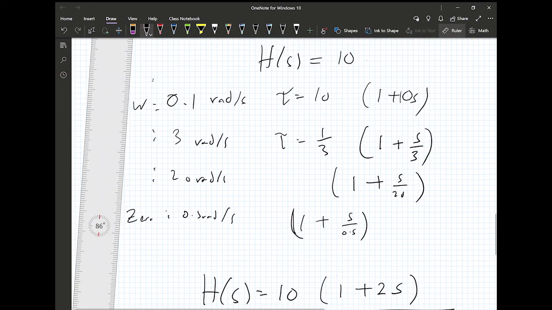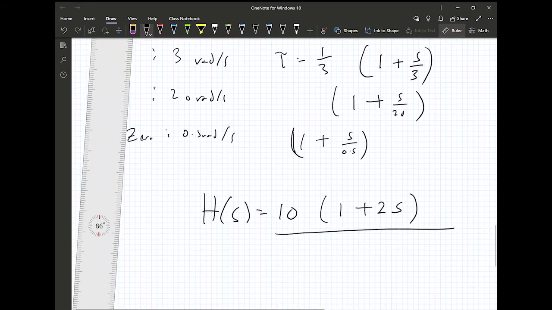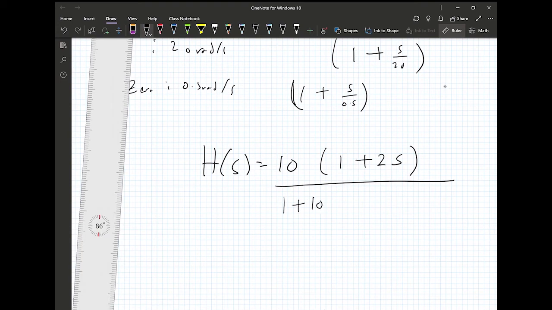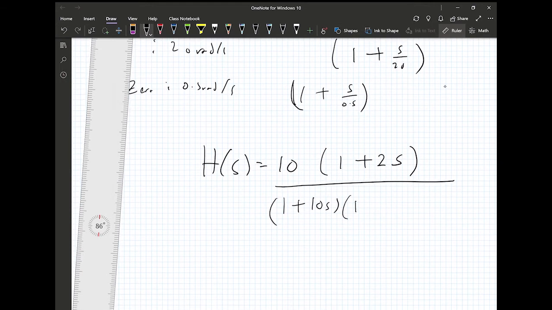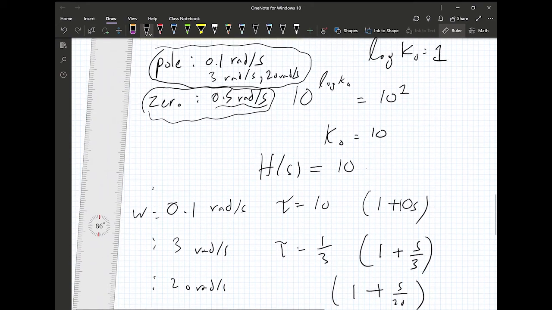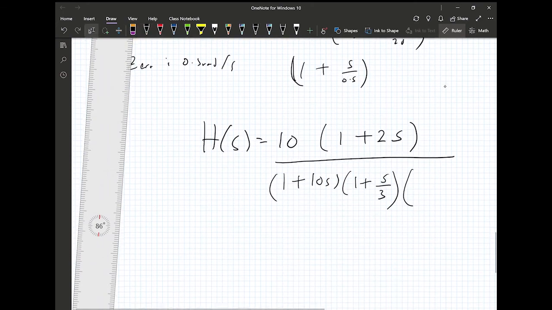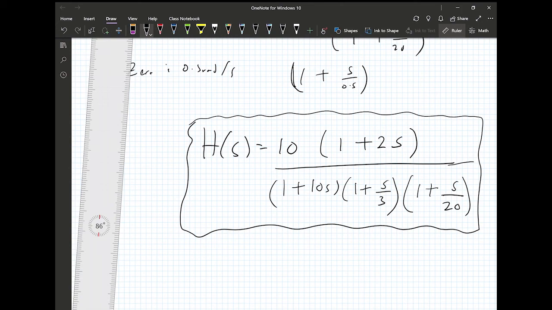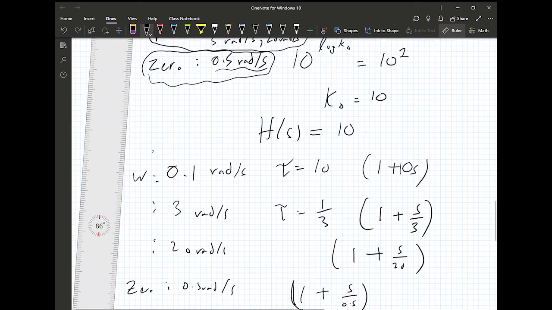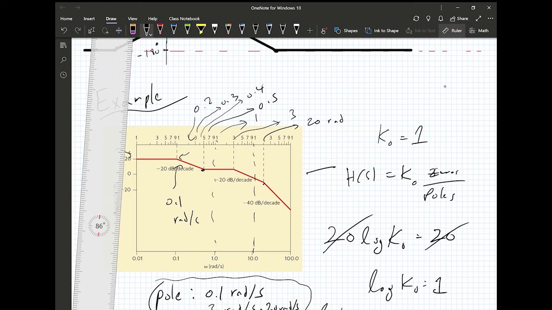And then let's do the 3 poles. So the first pole is at 0.1 rad per second. So it's going to be 1 plus 10s. The second pole is going to be at 3 rads per second. So let me just write it 1 plus s over 3. And then the third pole is at 20 rads per second. So this is going to be 1 plus s over 20. And this is it. This would be the transfer function that we can deduce from this magnitude Bode plot.